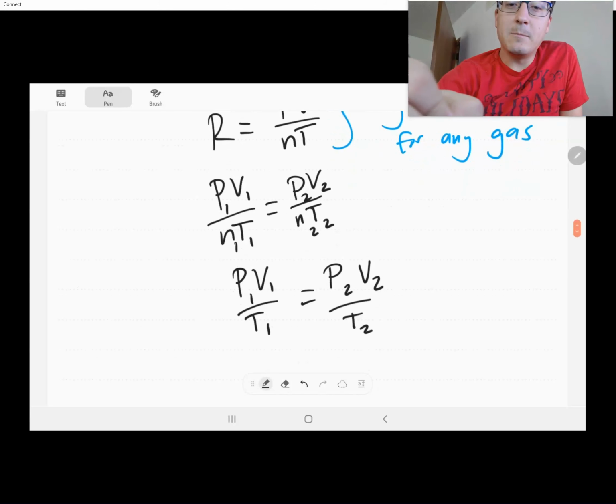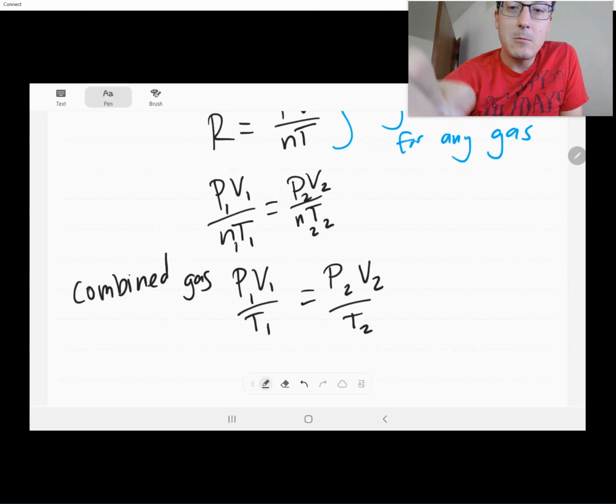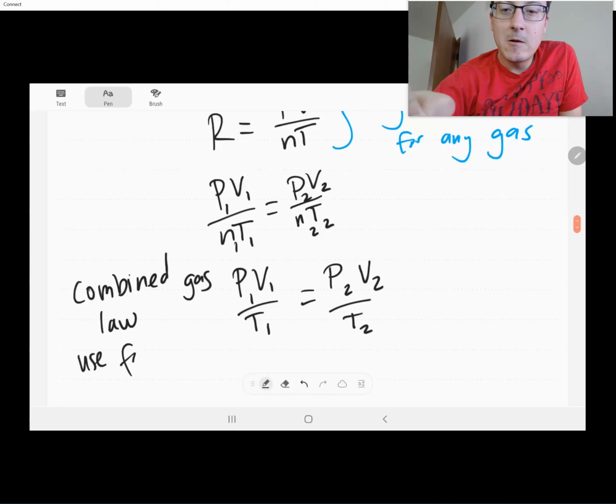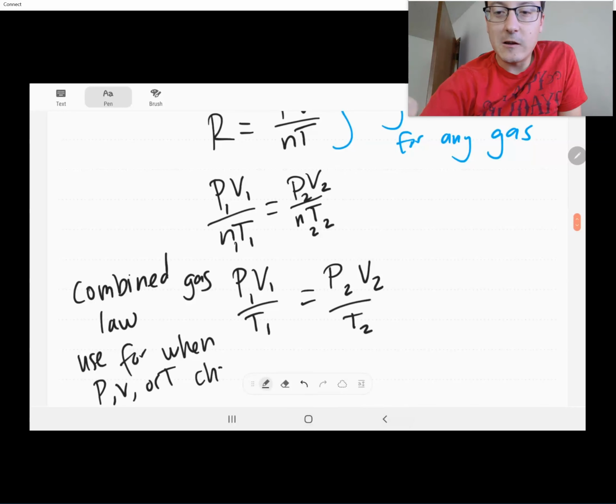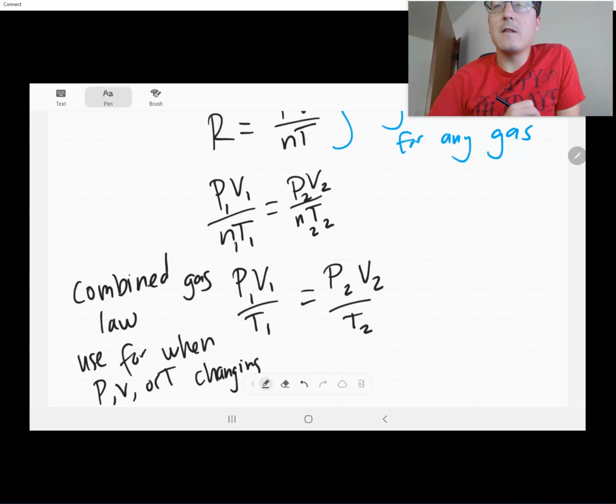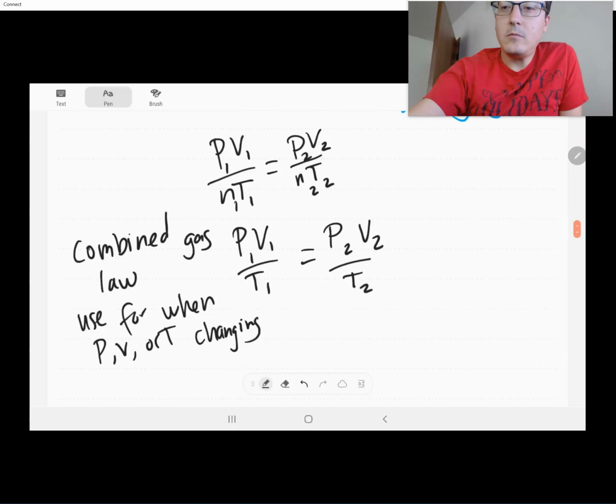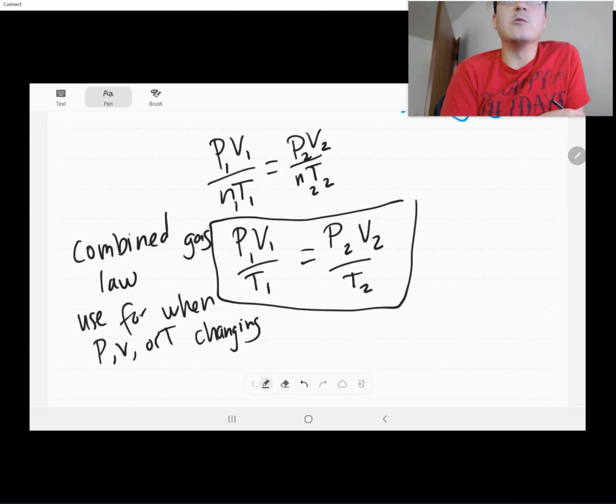This is called the combined gas law. And we use it for when P, V, or T are changing. Okay, so that's this guy right here. PV over T equals PV over T.